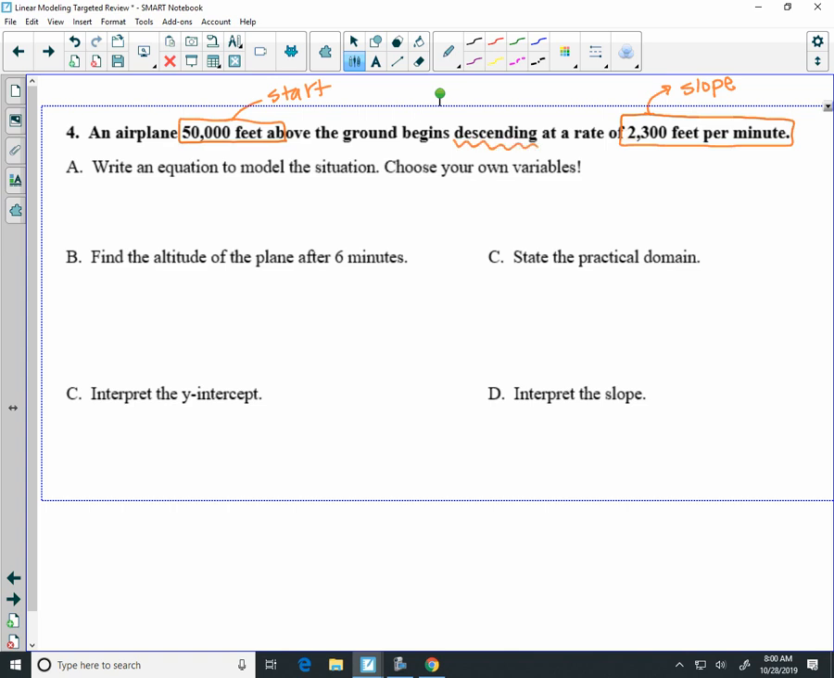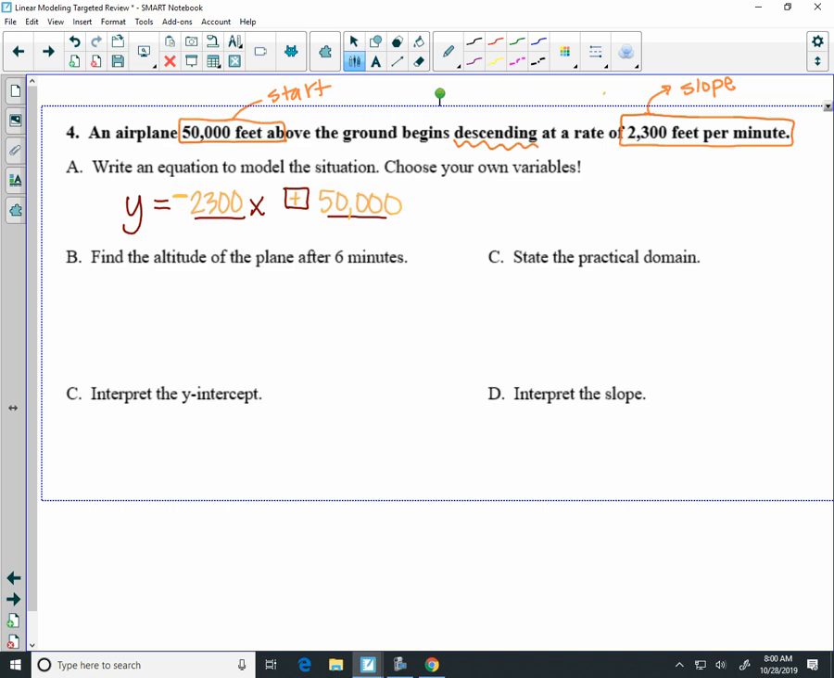So I'm going to start by doing my y = mx + b. And we have to be careful here when we put 2,300 in as our slope. That's beautiful, but you have to think of what's happening at 2,300 feet per minute. Our airplane is descending. That means it's coming down, so we need a minus there. And then our start is at positive 50,000 feet. So we're describing what's happening here with the airplane. It even looks like a negative slope if you picture that in your mind.